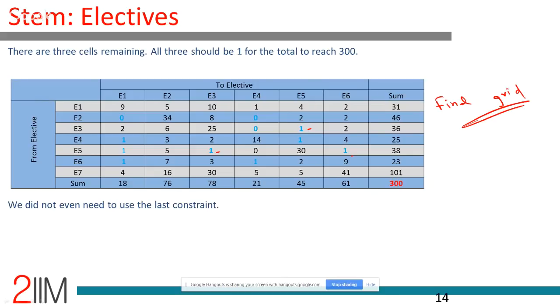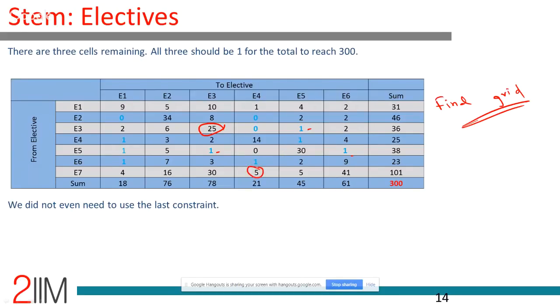Key points here: make sense of the table before you start answering questions or looking at the constraints or the question. If you don't have a crystal clear understanding of what the table means, what does a cell mean? When you pick some cell here, what does it mean? This tells us that 25 students stayed back in E3. They originally selected E3 and continued to be in E3.